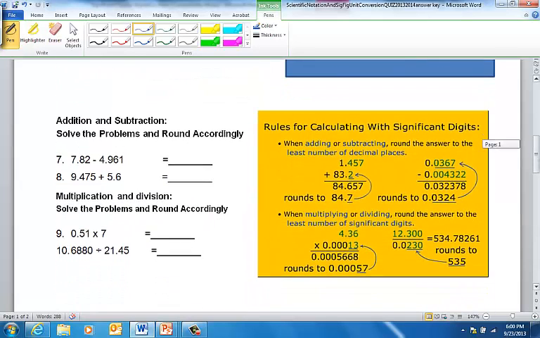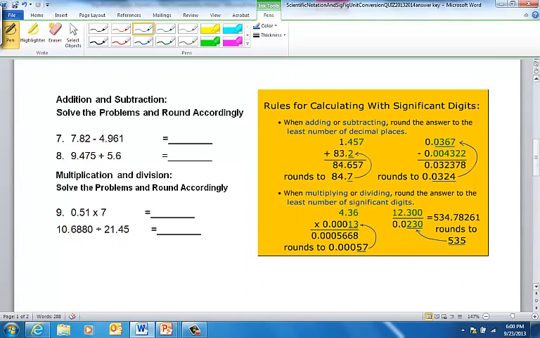Now, let's look at multiplying and dividing, adding and subtracting. So when you add or subtract, round the answer to the least number of decimal places. Okay, so in this example we see that this 83.2 could have been 83.172 or 83.214. Excuse me. But we don't know that. All we know is it's 83.2. Therefore, the best answer we can have is to that 10th place.